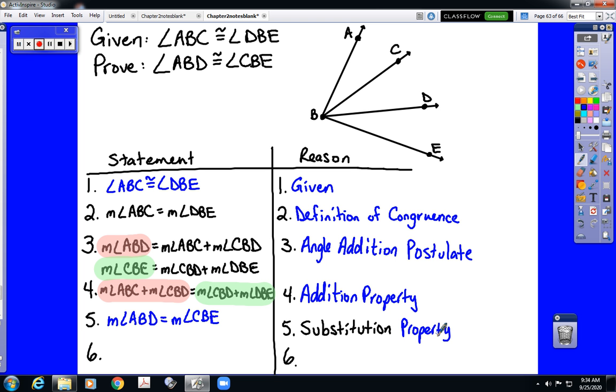And finally, notice that that is what we are trying to prove, except we're trying to prove the angles are congruent. We have stated that the two angles have the same measure. And just like we did in the last section, if the measures are equal, that means that the angles themselves must be congruent, because that is the definition of congruence.